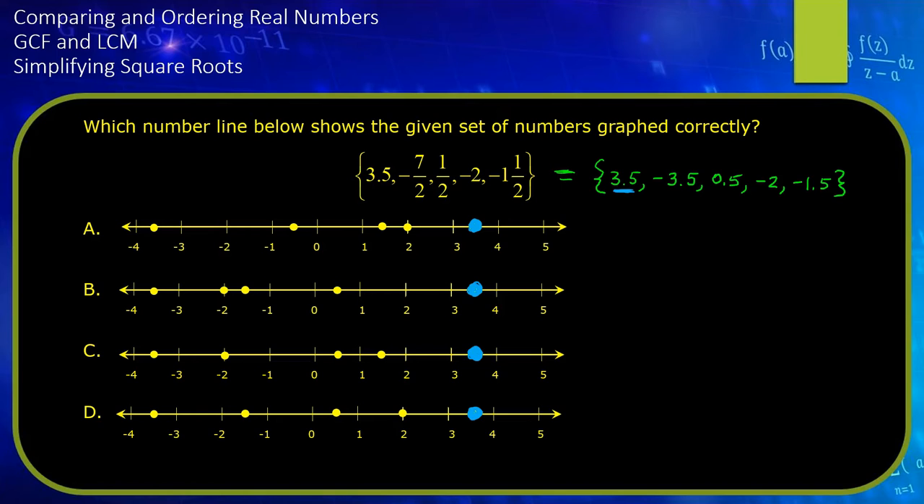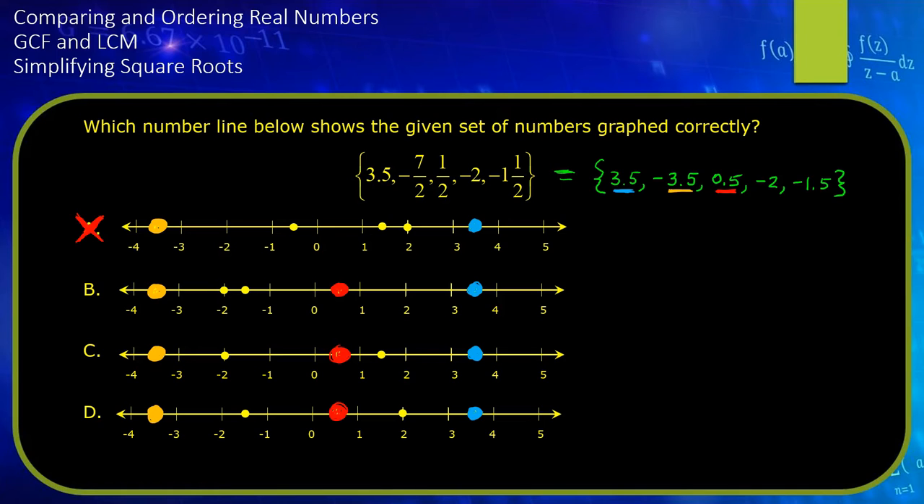So right now, all 4 are still a possibility. And the same thing happens when I try negative 3.5. All of them have that plotted correctly, too. When I get to 0.5, 0.5 should be somewhere between 0 and 1. I can see that B, C, and D have them. A does not have any point between there, so I could automatically exclude A at this point.